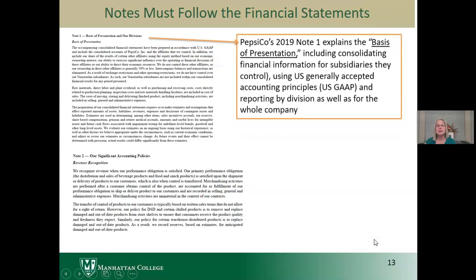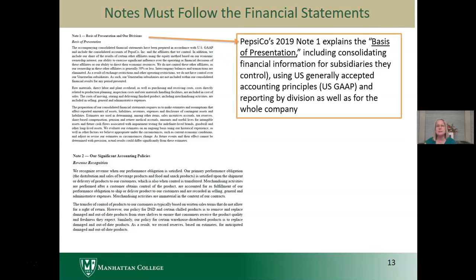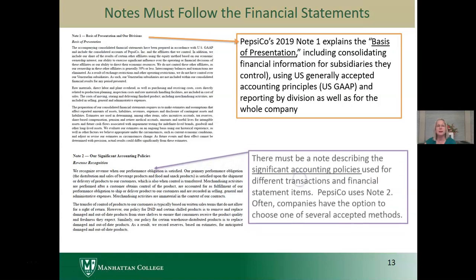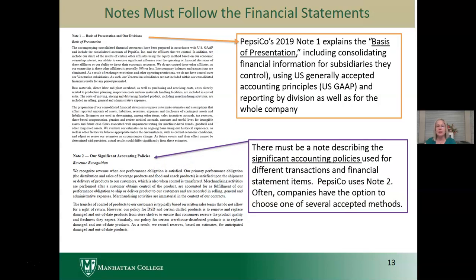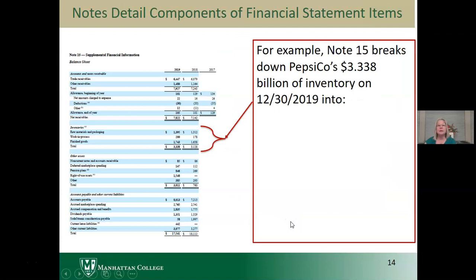Notes must follow the financial statements. PepsiCo's Note 1 says the basis of presentation, including they consolidate, or add together, the financial statements of subsidiaries they control using U.S. generally accepted accounting principles, and they tell you about how they report for divisions as well as the whole company. There has to be, for every company, a note describing significant accounting policies used for different transactions and financial statement items. PepsiCo uses Note 2 for this, and often companies have the option to choose one of several accepted methods. You'll notice there's details on financial statement items in several notes.